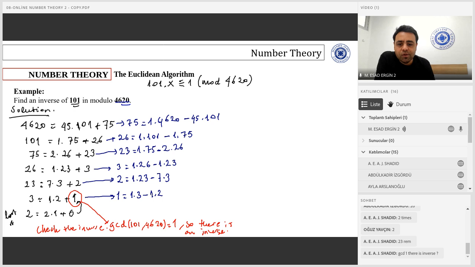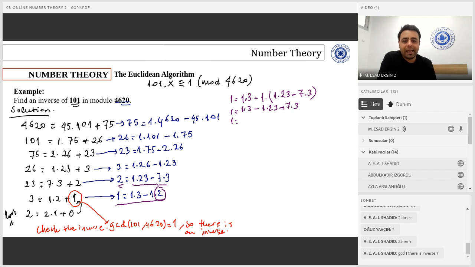So here we are going to start with this one. Now, the next one is 2. It means that I am going to rewrite the 2 here. So I continue here. 1 equals 1 times 3 and minus 1 times, inside of the 2, I'm going to write this expression, which is 1 times 23 and minus 7 times 3. So 1 times 3 minus 1 times 23 and plus 7 times 3, and it means that 1 equals 8 times 3 and minus 1 times 23.